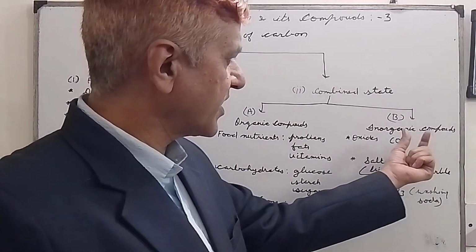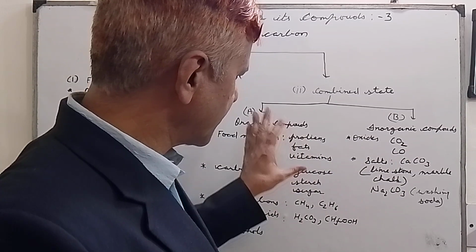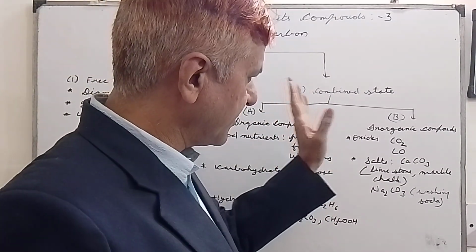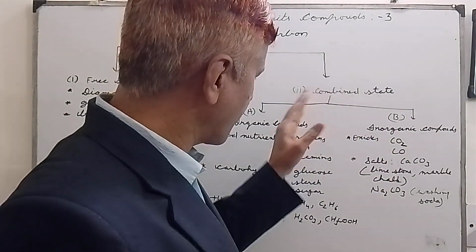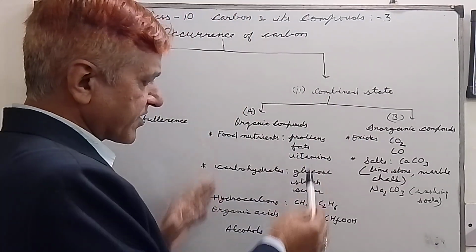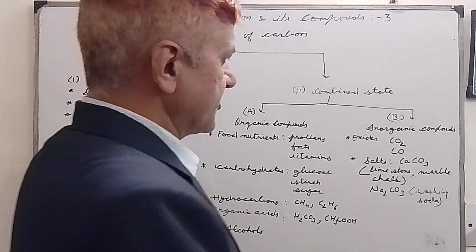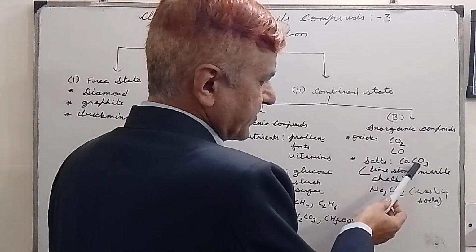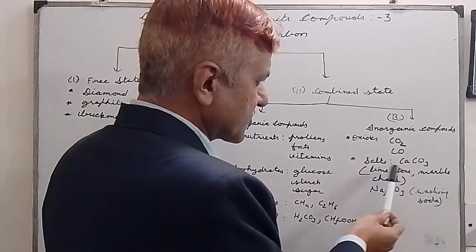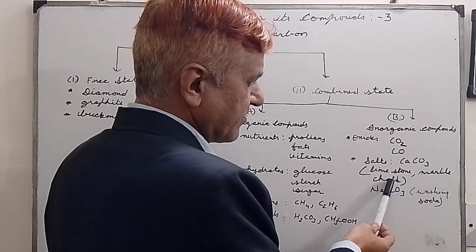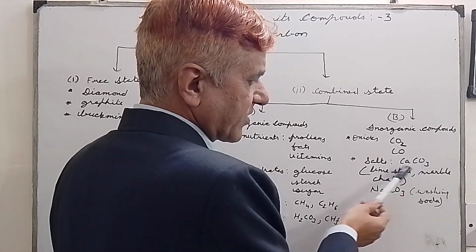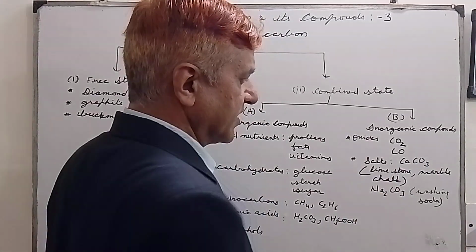Remember this, this is very very important: what are inorganic compounds and what are organic compounds. So carbon actually makes inorganic compounds as well as organic compounds. In this chapter we are dealing with organic compounds. We were talking about salts. Limestone, marble and chalk, my dear students, they are all actually calcium carbonate. They are all made up of calcium carbonate.